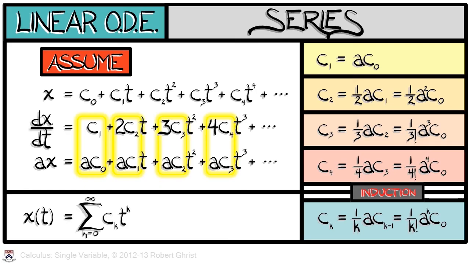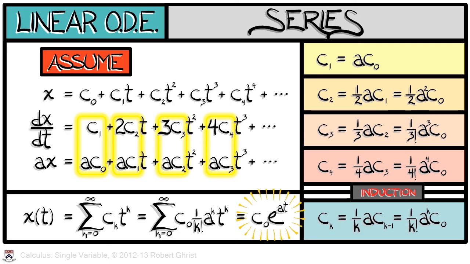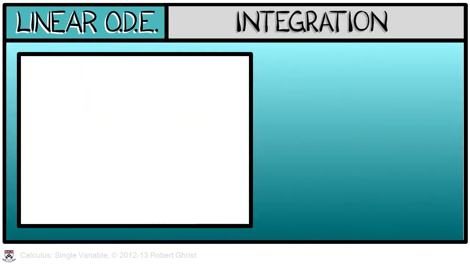That means when we look at our original series, x of t, it's the sum over k of ck t to the k, that is c0 times 1 over k factorial times a to the k times t to the k. Now, I'll let you verify that that is really c naught times the exponential function e to the at. We obtain our solution, which we already knew was true, but from a more principled series approach.